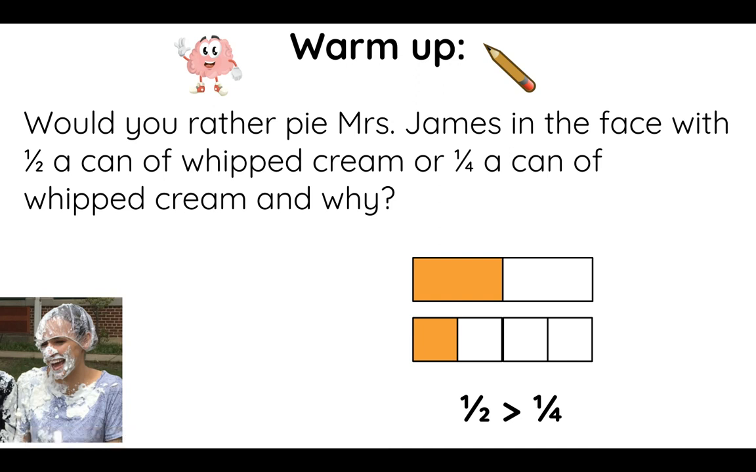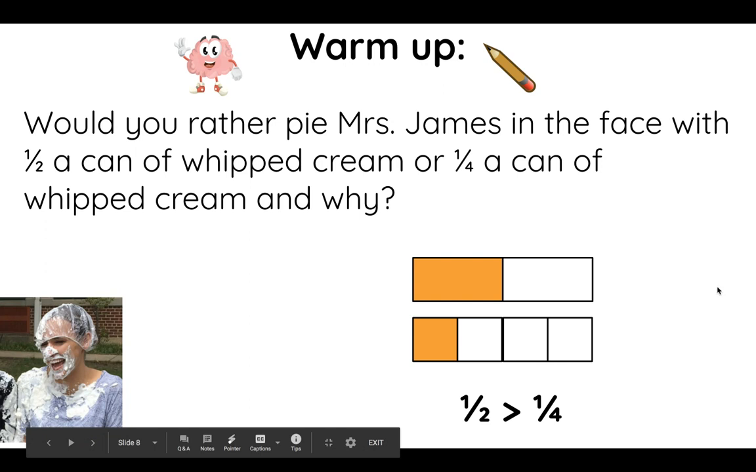So you got to pick here. Some of you may have said, I would rather pie Mrs. James with 1/2 a can of whipped cream because I want her to have more whipped cream on her face. Now, maybe if you're nice, you would say, I would rather choose 1/4 of a can of whipped cream just because I don't want Mrs. James to get that messy. But either way you picked, as long as you explained your thinking, that is great.